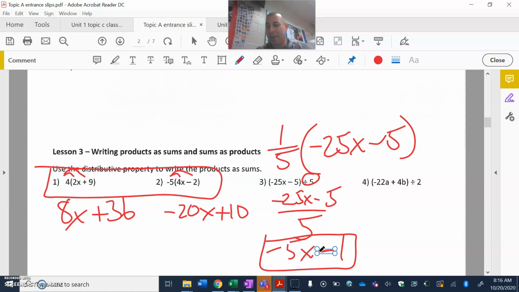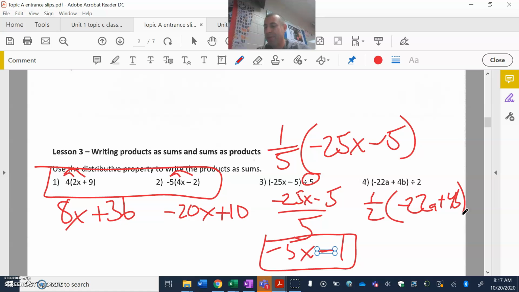So notice our answers will match up. Again, a fifth of -25 is -5, so there's your -5x. A fifth of -5 is your -1. So what we can do here is rewrite it as a fraction, or rewrite it using your distributive property. Again, dividing by 2 is the same as multiplying by a half. All right, so we can see our distributive property in action.